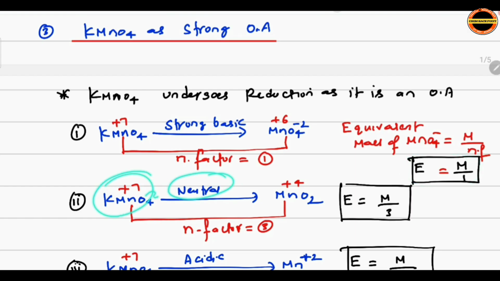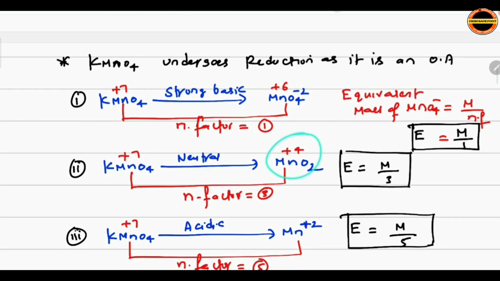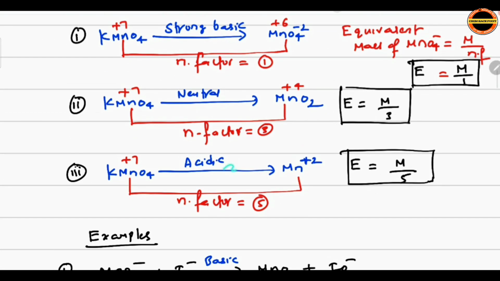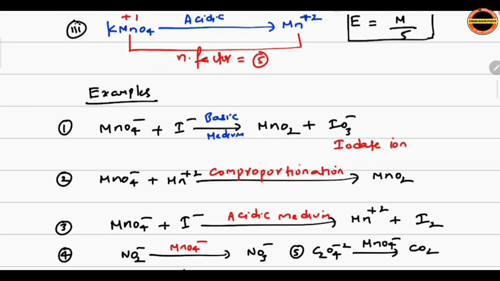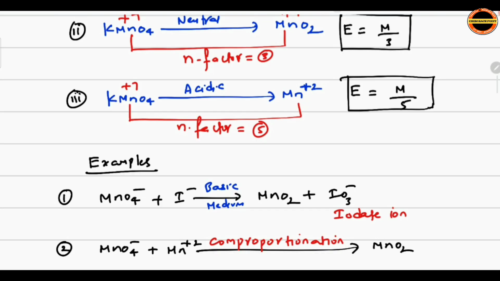KMnO₄ if kept in neutral medium gives MnO₂. These products you have to remember, products in different media. MnO₂: change in oxidation number, n-factor 3 here. E is equal to M by 3, molar mass by 3, where E is the equivalent mass. KMnO₄ kept in acidic medium: the change in oxidation number gives n-factor 5, so M by 5 is the equivalent mass. Examples you see where MnO₄⁻ acts as an oxidizing agent.